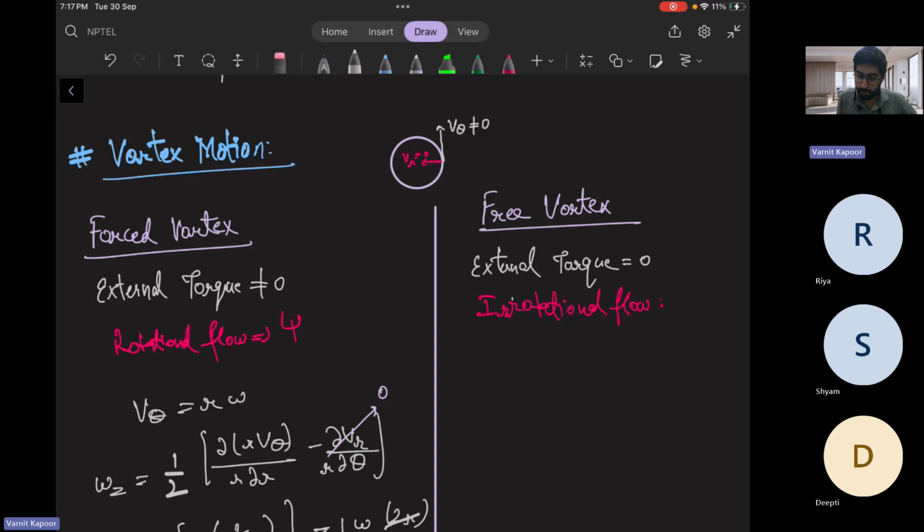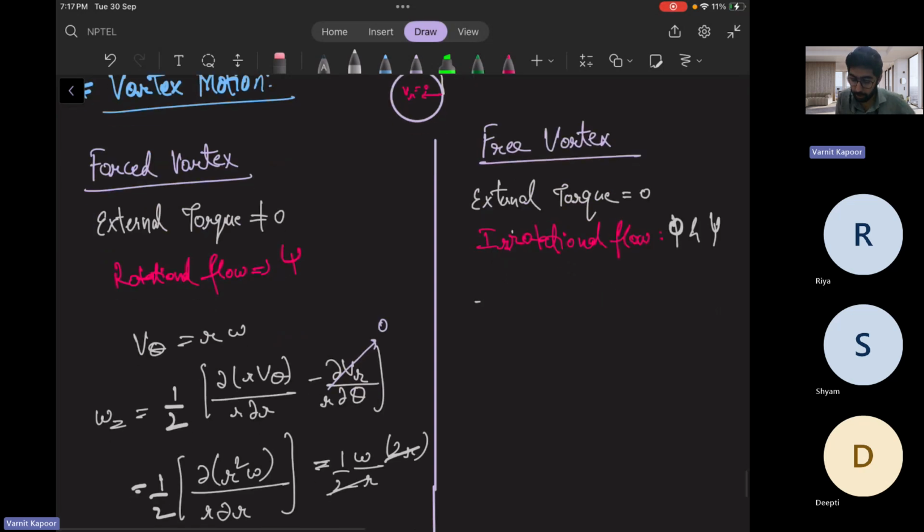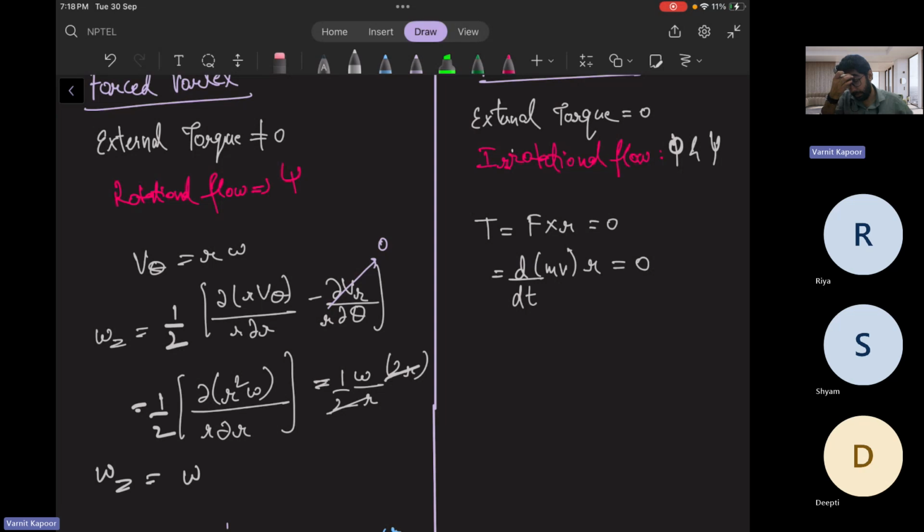So phi and psi will be there for irrotational flow. If I am saying external torque is 0, torque is nothing but force into perpendicular distance, which is 0. Am I right? And force is nothing but change of momentum. From mechanics, we can write that the change of momentum, v into r, is equal to 0. Since VR is 0, V theta is non-zero, which we need to calculate.